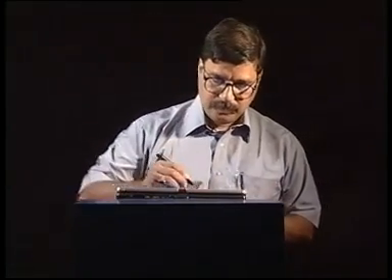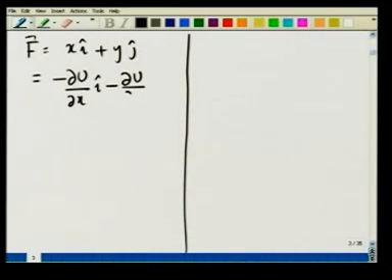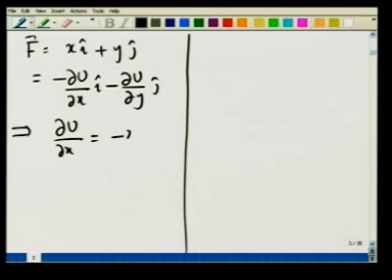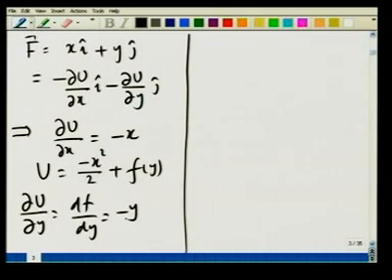Let us try to find the potential energy for the two cases. F equals xi plus yj, which is minus partial of u with respect to x i minus partial of u with respect to y j, and this implies partial of u with respect to x is equal to minus x, or u could be equal to minus x squared plus some function of y, and therefore du dy is equal to df dy is equal to minus y, and this after integration implies that u is equal to minus x squared minus y squared plus some constant of integration c.